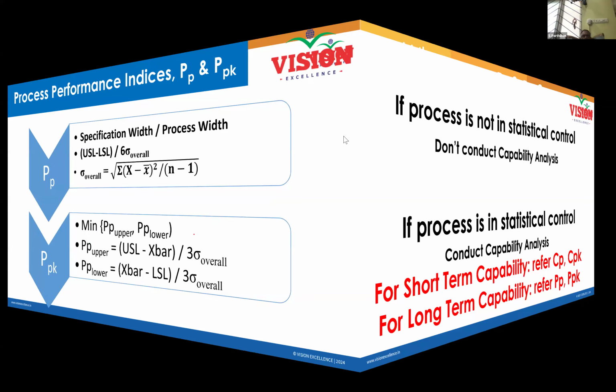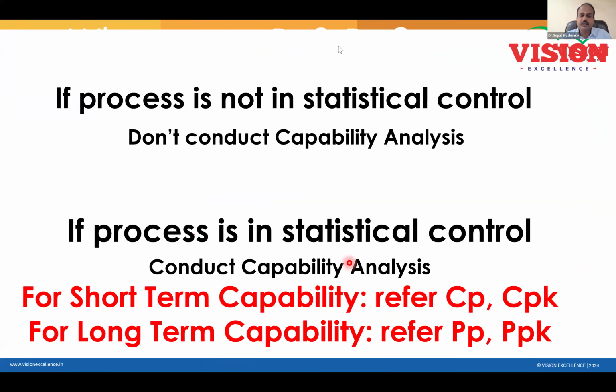And one more piece of advice to all of you. Whether you calculate Cp, Cpk or Pp, Ppk, the primary requirement is the control chart should be stable. If the control chart is stable, then only you should perform the test. If the control chart is unstable, you should not perform the test. Yes or no?